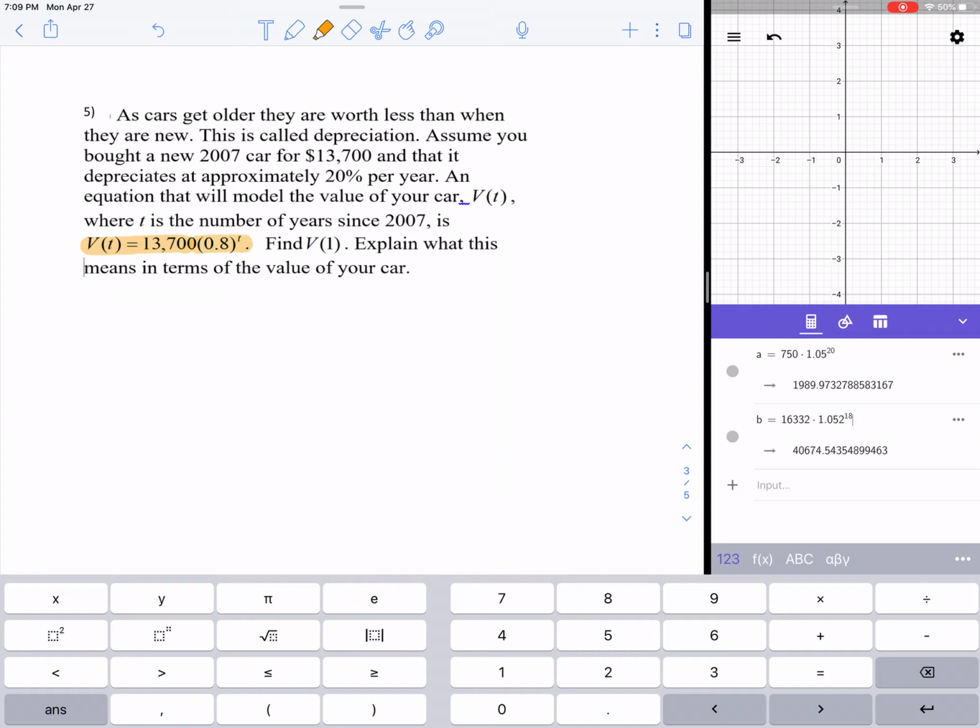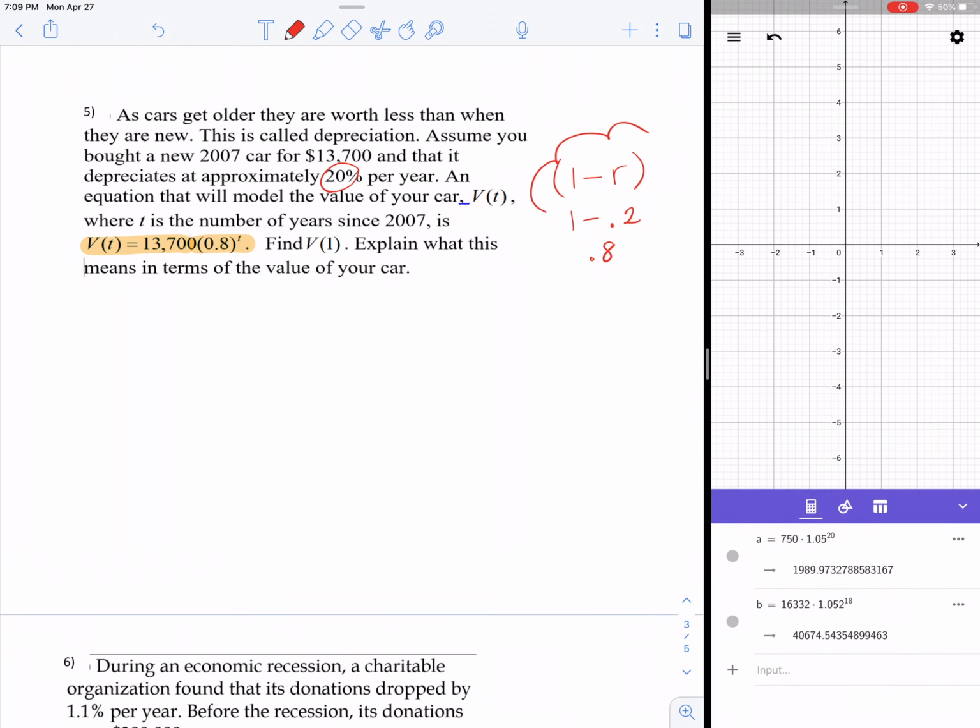How did it get the 0.8 as the base? Well, if you're depreciating at a rate of 20%, your base is going to be 1 minus the rate with depreciation. So 1 minus 20% is 0.2, which gives you the 0.8. So they did that for you. So you didn't have to do this at all. I just wanted to show it to you.